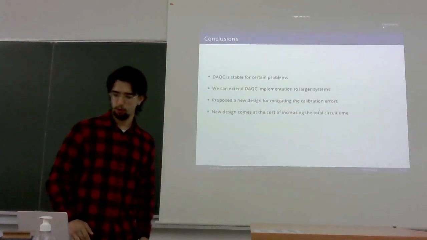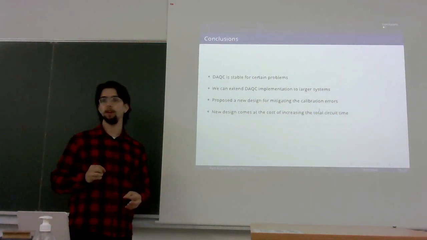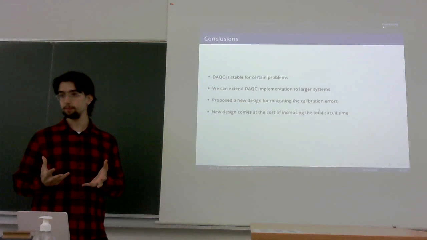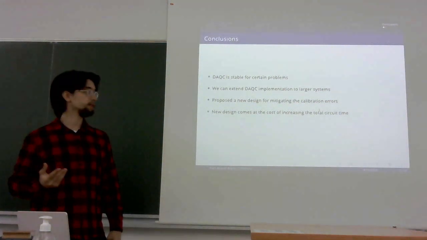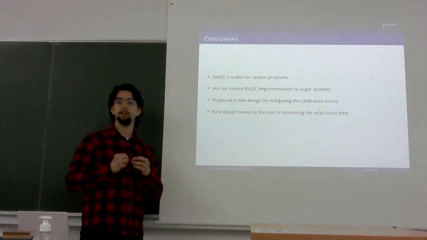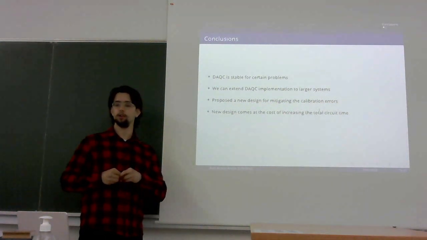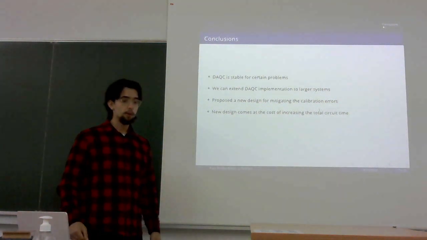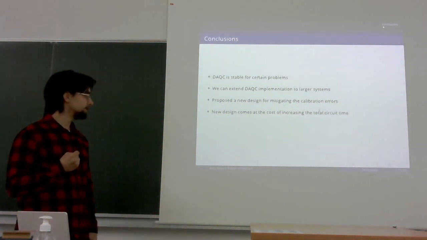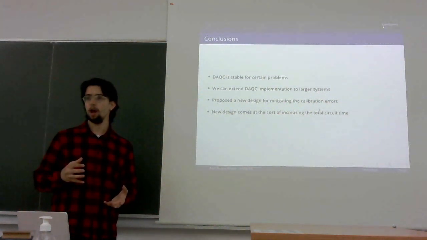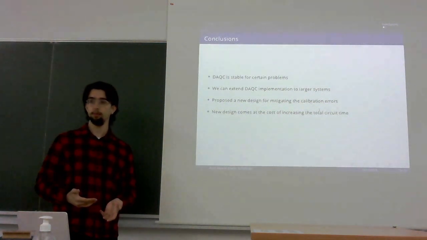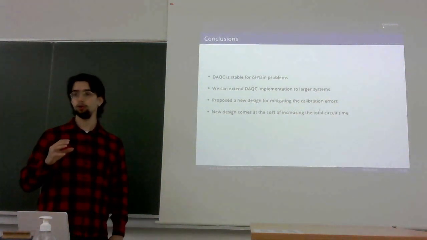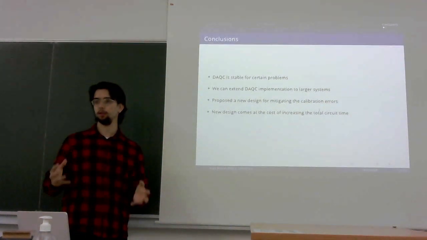So the conclusions of this work are that we have proven that digital analog under certain conditions is stable, and for certain problems, which means that we can extend digital analog to larger qubit systems, instead of just small and medium qubit systems. We have also proposed a new design that mitigates these calibration errors and helps us ensure that we have this stability, but this design is going to come at a cost, which means an increase of the total circuit time.